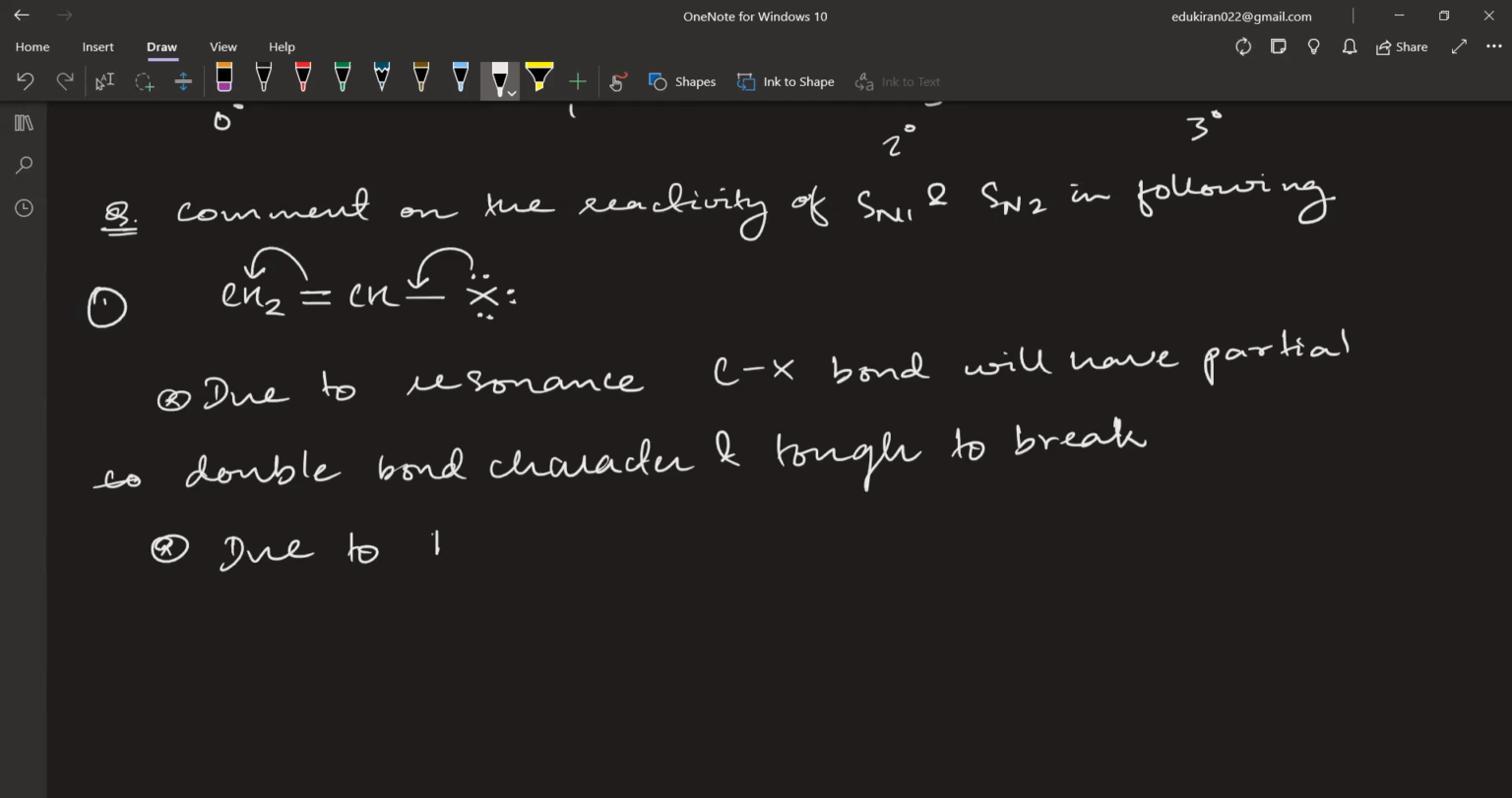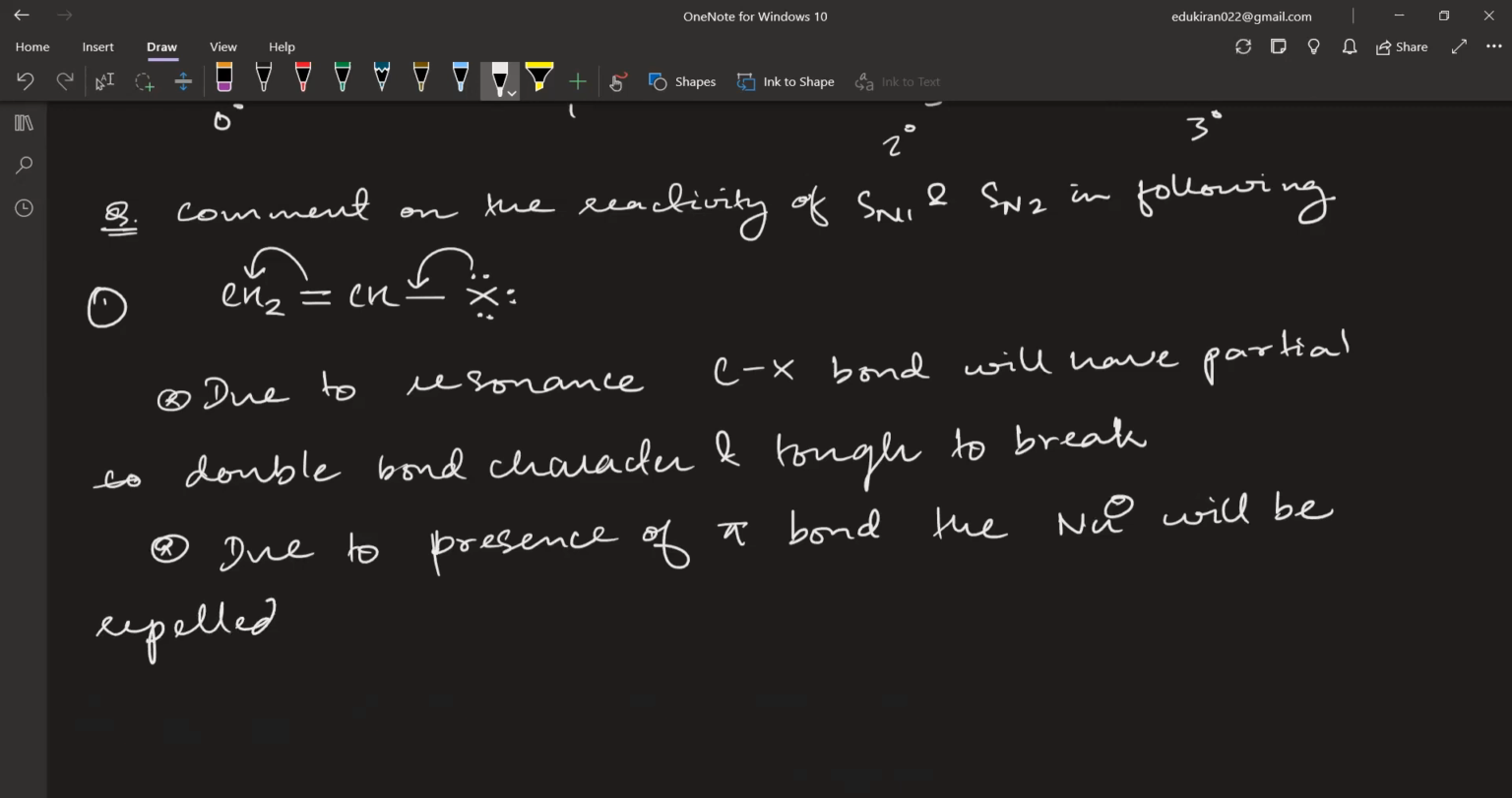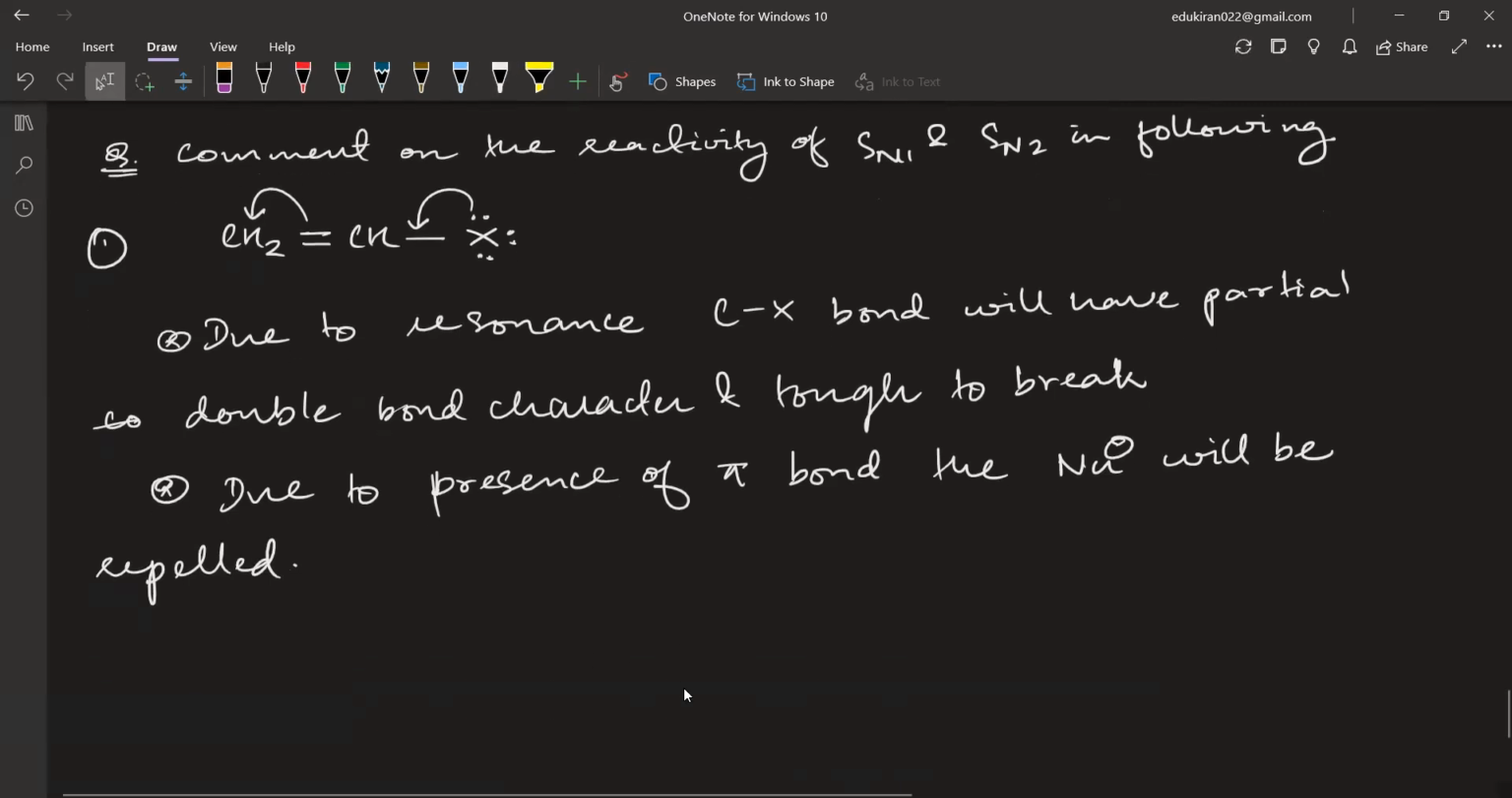Due to the presence of a pi bond, the nucleophile will be repelled. Okay, that means there's one very important point that we have to remember, that one line.